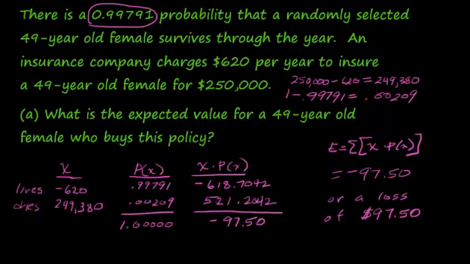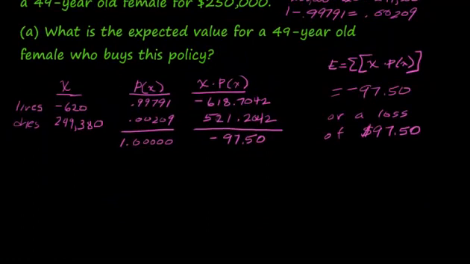Let's look at another question here. What about the expected value to the insurance company? What would be their expected value? They think about this differently. There's still the same two outcomes. The woman lives or the woman dies, and we'll find a probability for each one of these. But now, if she lives, the insurance company got $620. They charged her $620. They get to keep that.